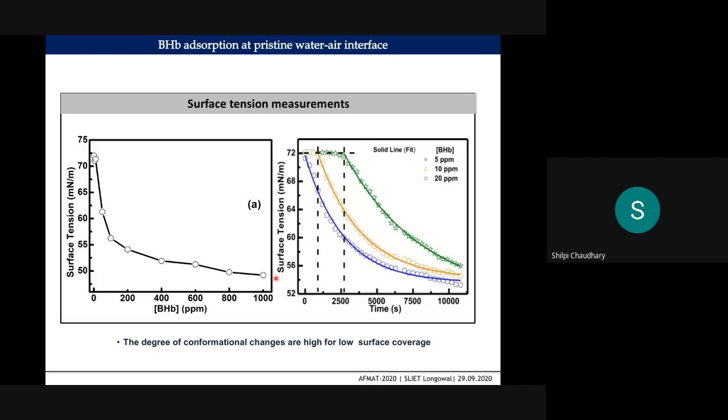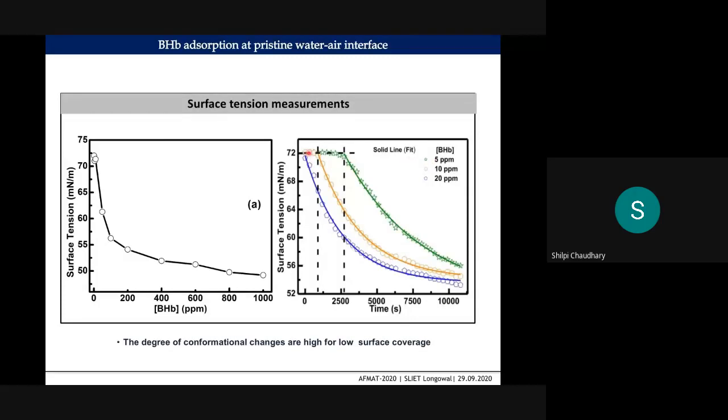Now we have also investigated the SFG experiment in terms of the conformational changes of the methyl stretching mode as a function of the concentration. So here what we have done is that we varied the concentrations. We have chosen 3 specific concentrations, and we took these measurements as a function of time.